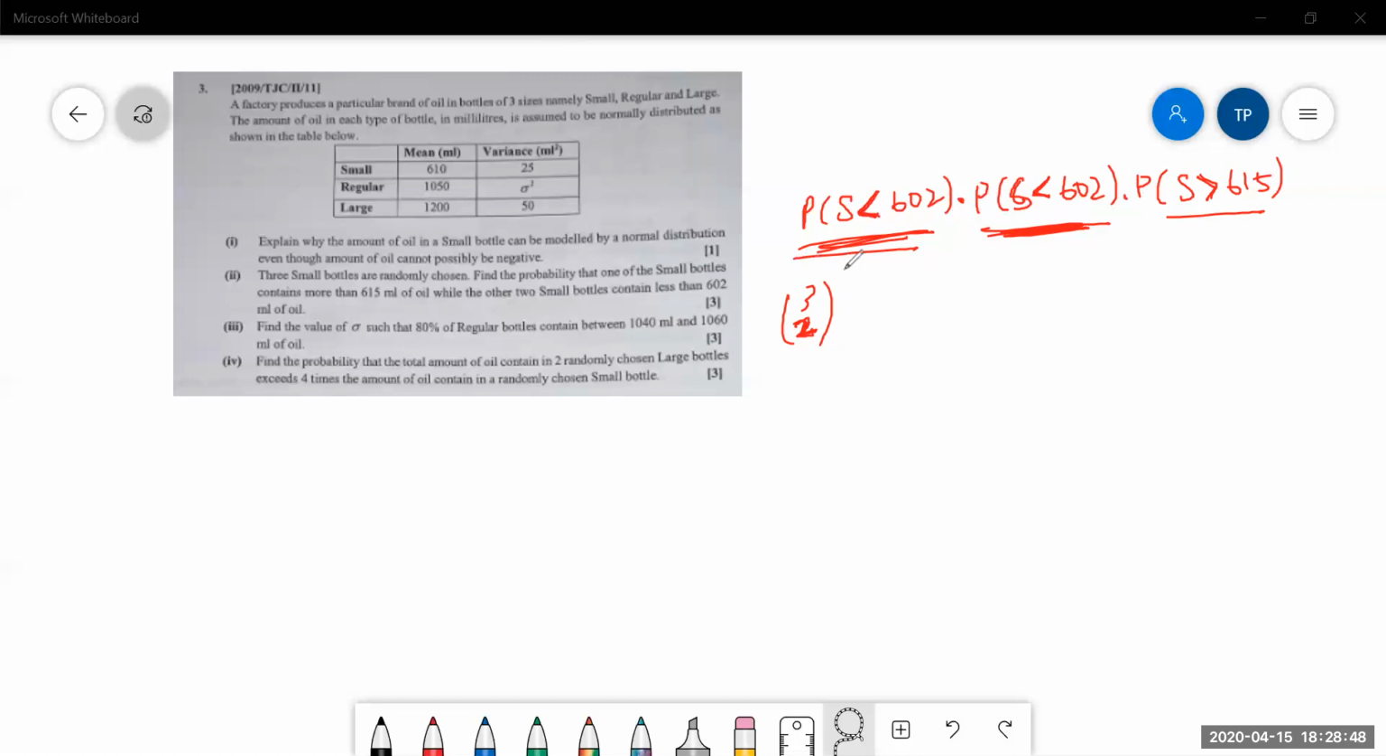Okay. Probability of S lesser than 602 and this probability of S lesser than 602. So some students will ask, hey, why should I choose the bottles that are lesser than 602? Why can't I choose the bottle that is greater than 615? Can. You can do that. Because if you want to choose that one bottle that is greater than 615, it'll be 3 choose 1, right? Yeah. But is there a difference? Why is 3 choose 2?